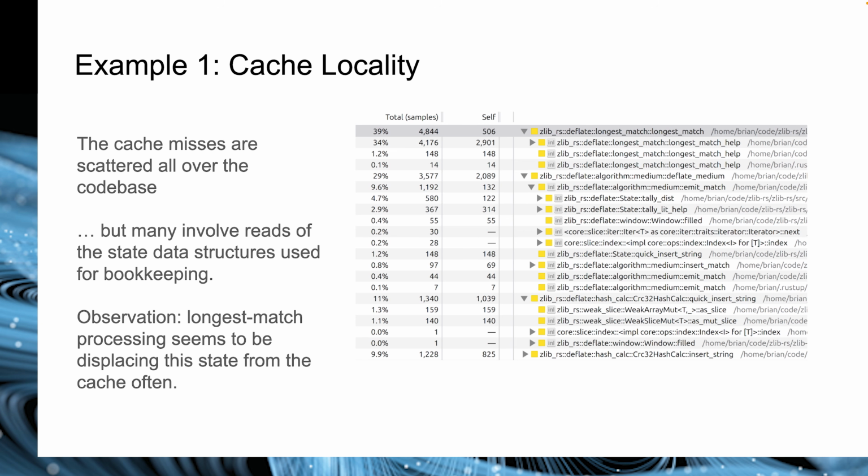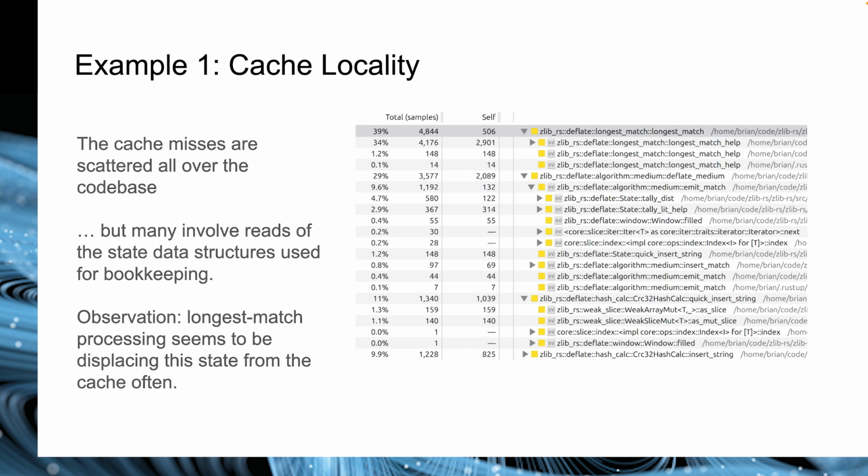But as I looked more closely at the source code and cross-referenced with the profiling output, I noticed that there was another category of data that was incurring a lot of cache misses on reads and writes, and that was the bookkeeping state used by the deflate algorithm. This is all of the state information that the algorithm uses to keep track of where it is in the data stream and what longest matches it's seen. It turns out there's a fair bit of information it needs to keep track of.